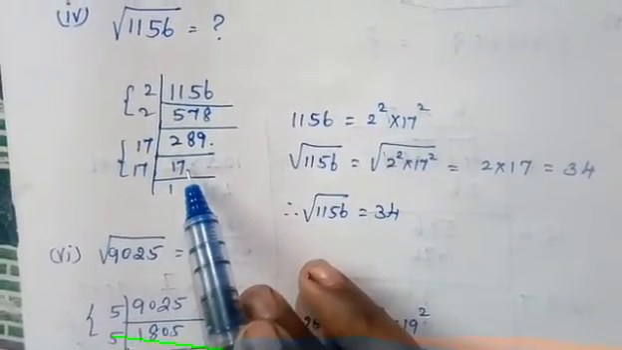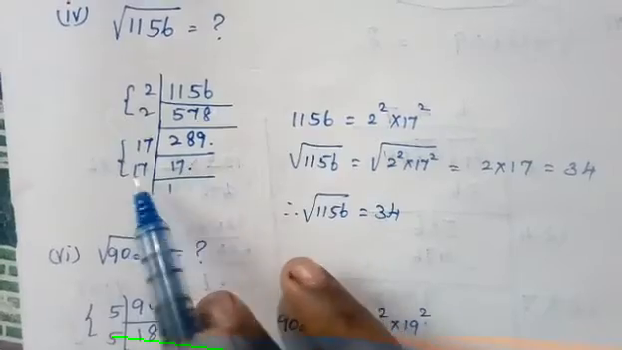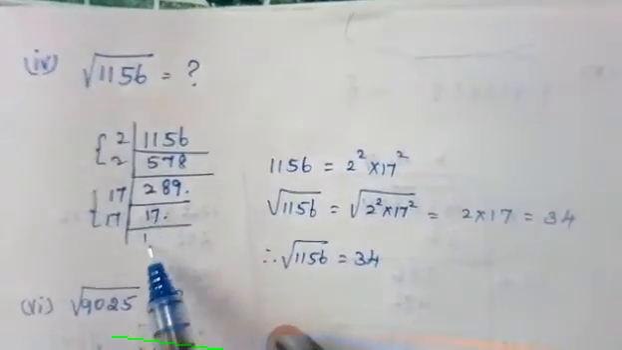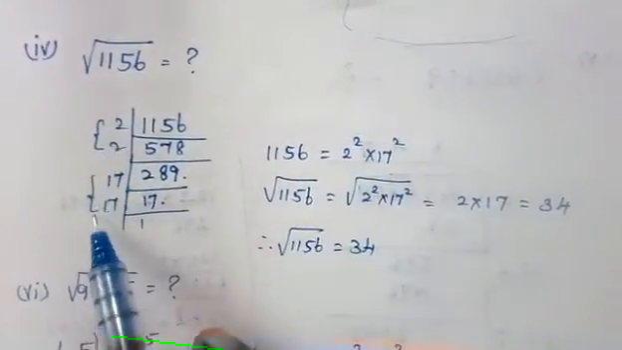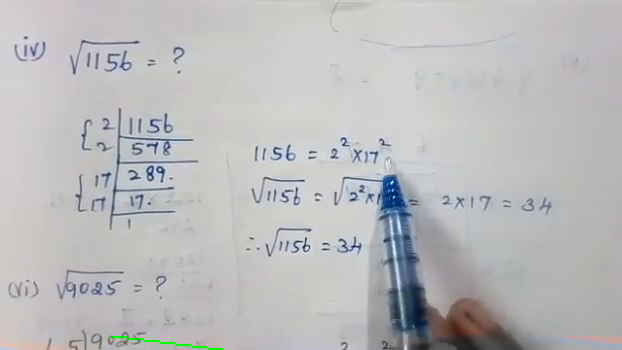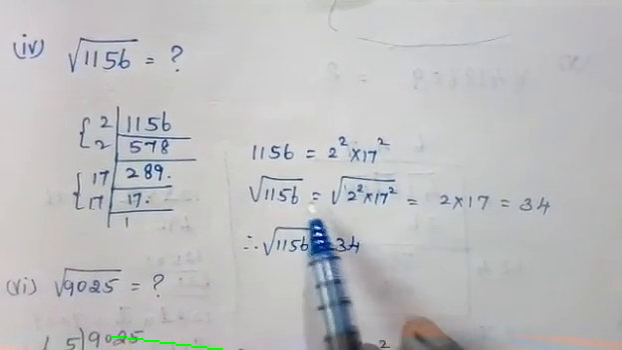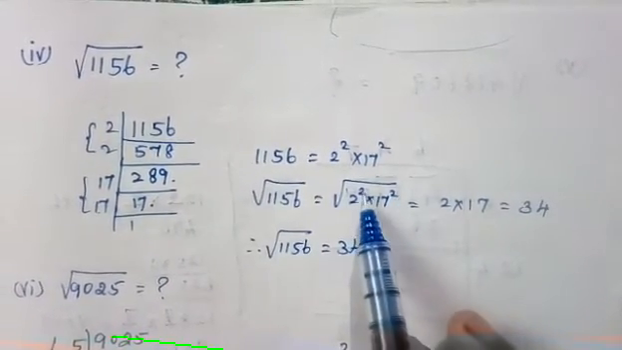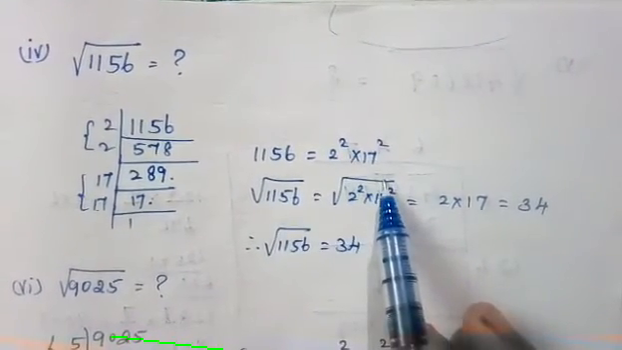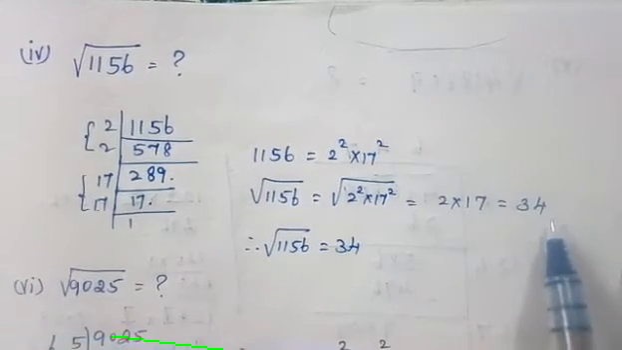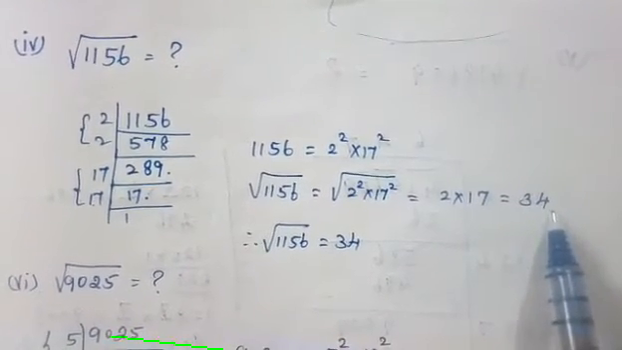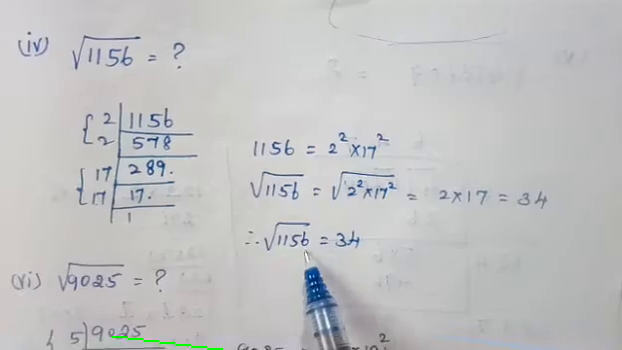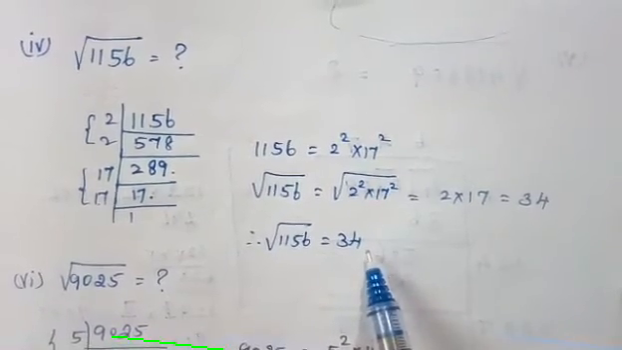So 17 times. Then again 17 is 1 time. So now you have to make a pair of numbers, 2 square into 17 square. So square root of 1156 is equal to square root of 2 square into 17 square. Square and square root cancel. So 2 into 17, that is equal to 34. So therefore square root of 1156 is equal to 34.